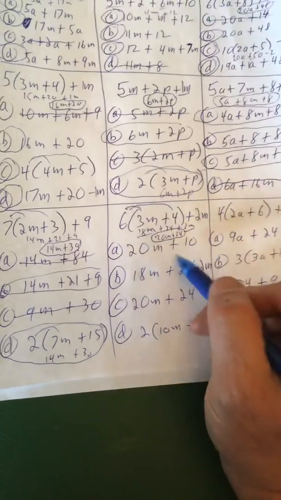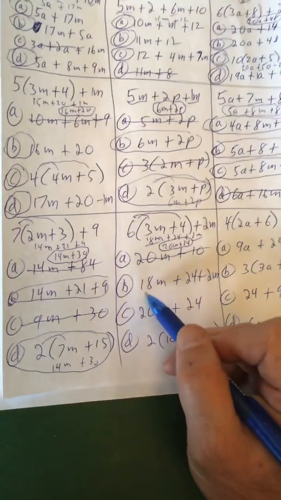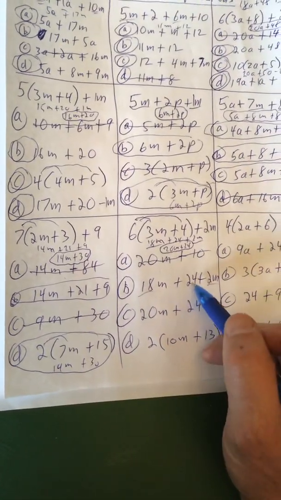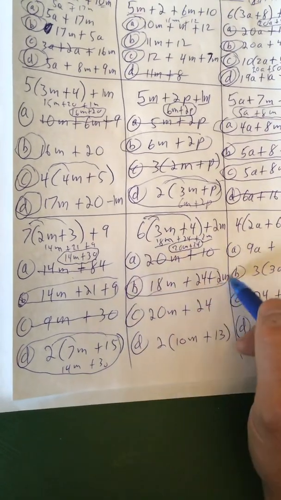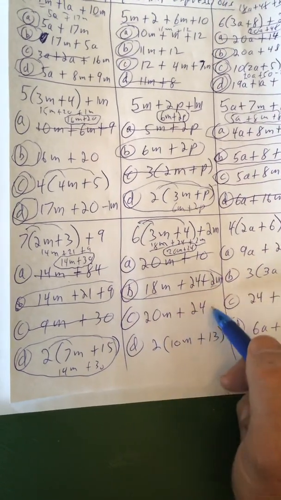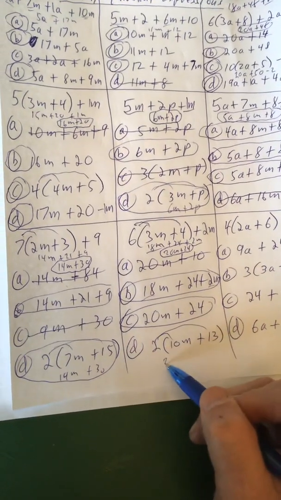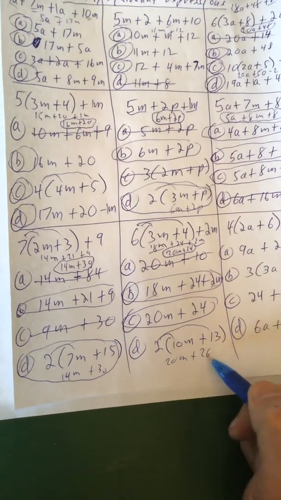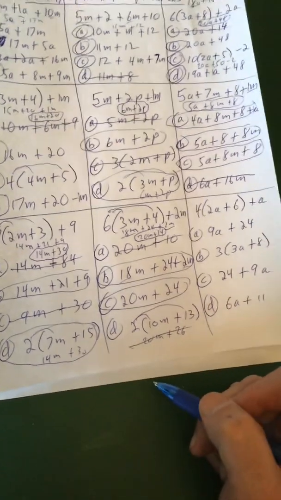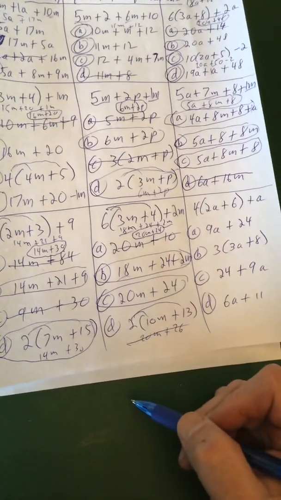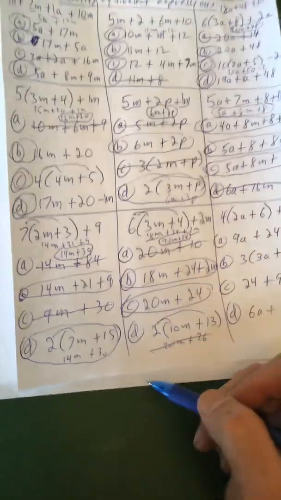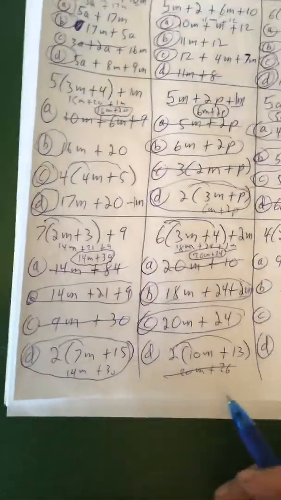Right? So here's 20m plus 10, that's a loser. Here's 18m plus 2m is 20m plus 24, that's a winner. Here is 20m plus 24, that's a winner. And if I distribute, this is 20m plus 26, well, that's a loser, because I want 20m plus 24. So B and C were winners, were equivalent expressions.